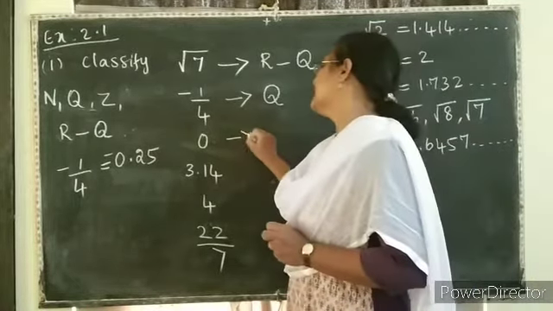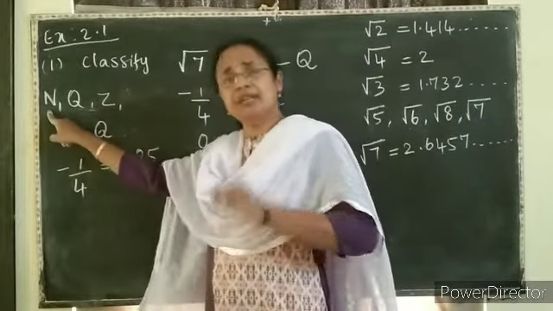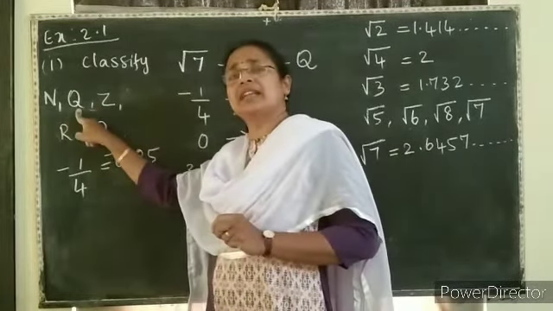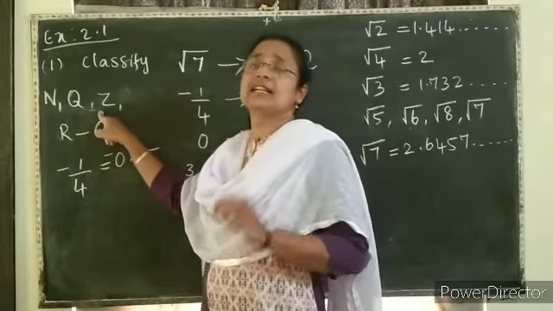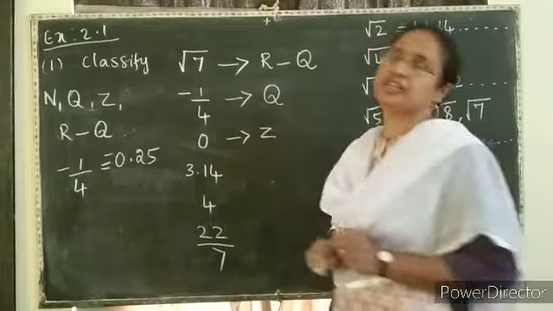Okay. Now what is this 0? Does 0 belong to a natural number? No. Does it become a rational number? No. It belongs to the integers. So 0 is an integer.